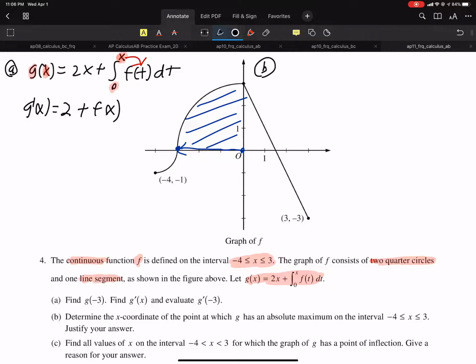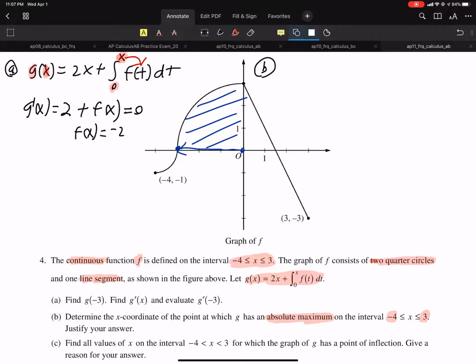So part B, determine the x-coordinate of the point at which g has an absolute maximum. So keyword, it's not a relative, it's absolute. So what should come to your head? Absolute maximums on a closed interval occur at critical points or endpoints. So we know the endpoints, clearly given. We need to find the critical points. Well, we should know that's when the derivative is equal to 0. Subtract 2 from both sides. So when f of x is -2, where does that happen?